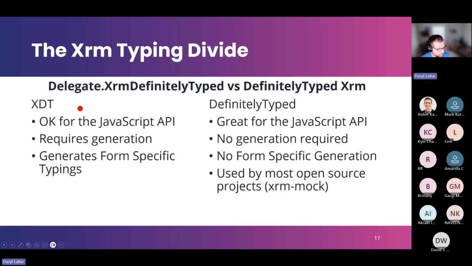The XRM definitely typed world, it's okay for the JavaScript API. I think the definitely typed one has more people working on it or using it, so I think it's a little more up to date. And this does require generation, but it generates the type-specific form typings. So that's really where you can start utilizing the power of compile time safety checking for that. So that is the XRM definitely typed differentiation here.